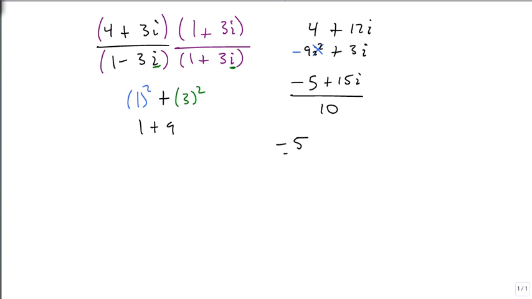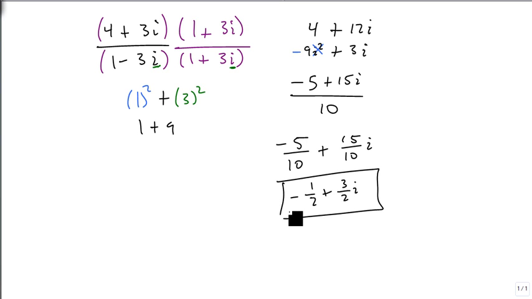We then break this up as minus 5 over 10 plus 15 over 10i. Reduce our fractions to get minus 1/2 plus 3/2 i. And here is our simplified answer with no i's in the denominator.